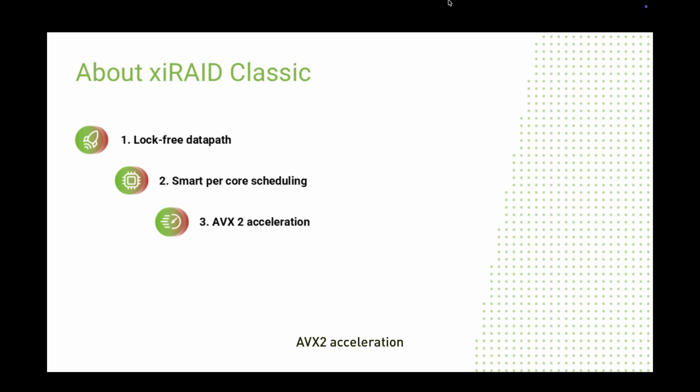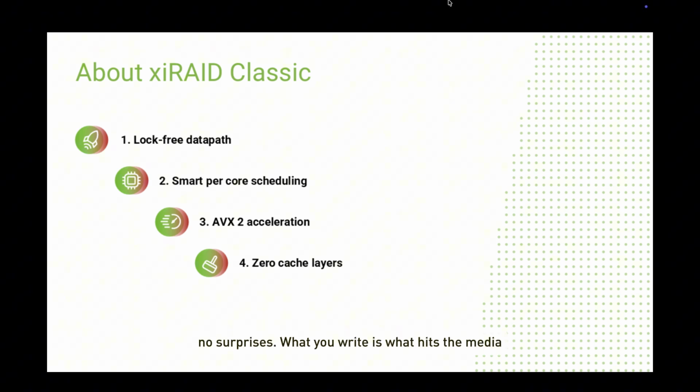3. AVX2 acceleration. It leans on AVX2 vector instructions to crunch parity and checksums fast, slashing rebuild times and boosting throughput. 4. Zero cache layers. No writeback, no dirty buffers, no surprises. What you write is what hits the media. 5. In kernel on Linux, the engine runs natively inside the Linux kernel, exposing a standard block device that any application or file system can mount without special drivers.